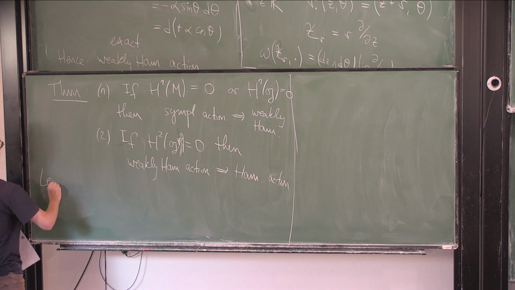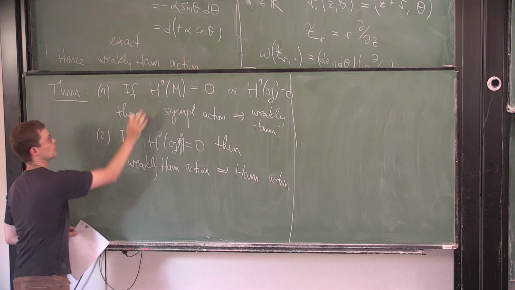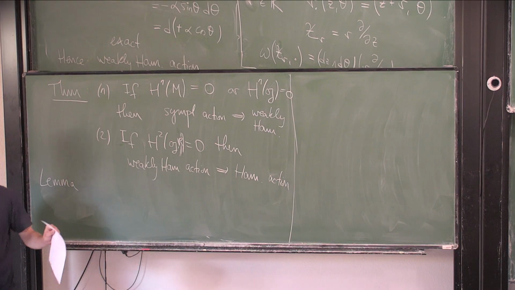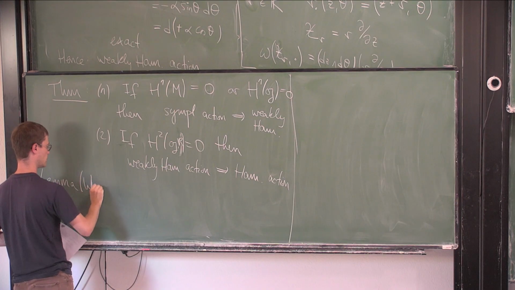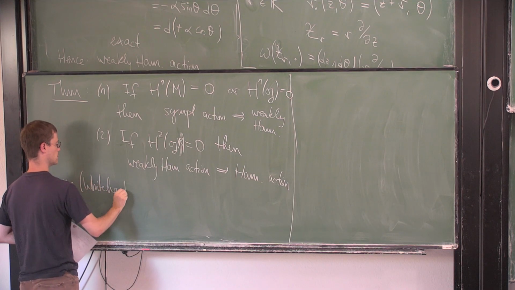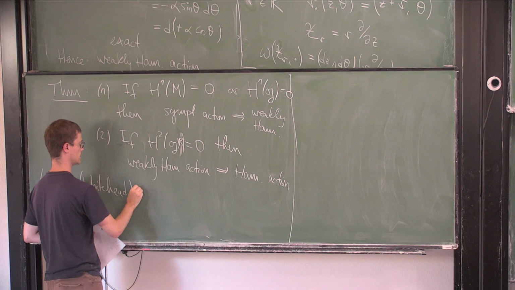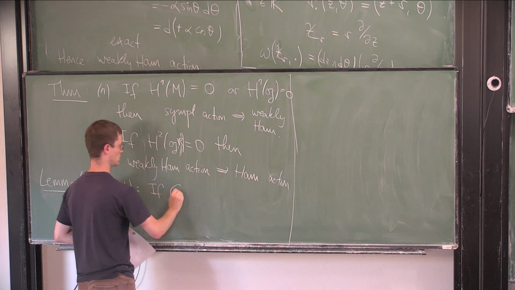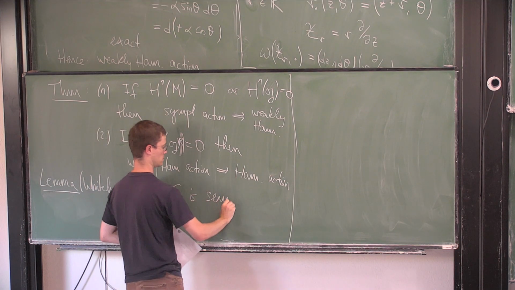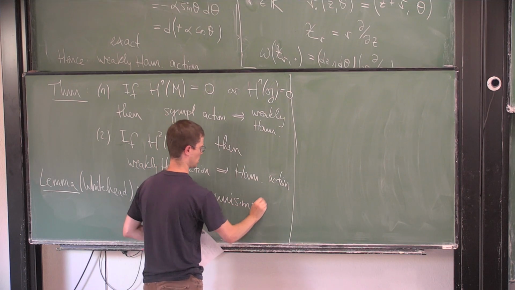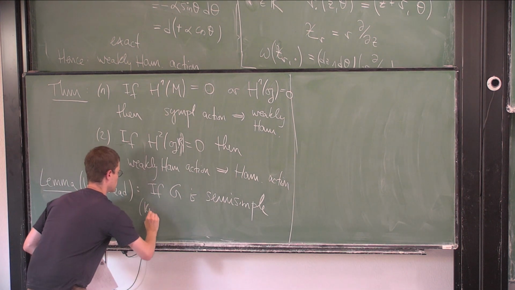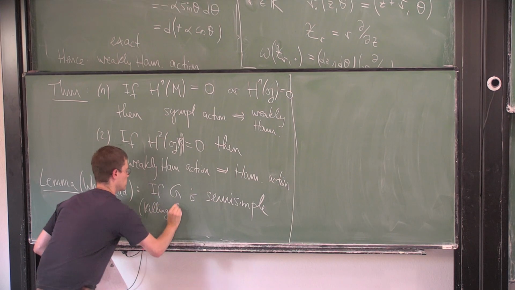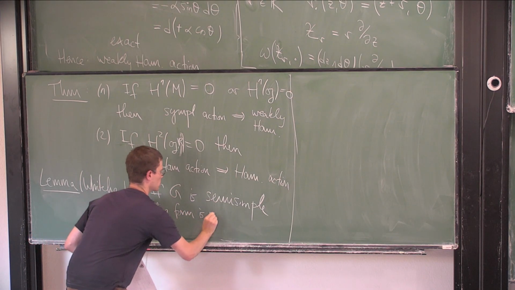Okay, so this is a very general theorem, but it's even better. There's this lemma. Yes, this is cohomology. You have seen some course on cohomology, but I will not assume that you know a lot about cohomology. But there's this Whitehead lemma, which simplifies things even more. It says the following: if G is semi-simple, so semi-simple means that the Killing form is non-degenerate.